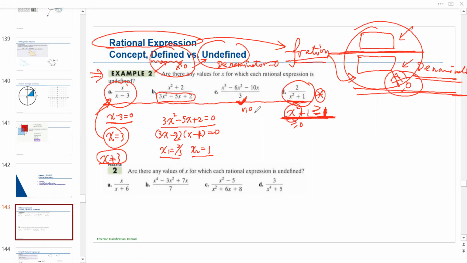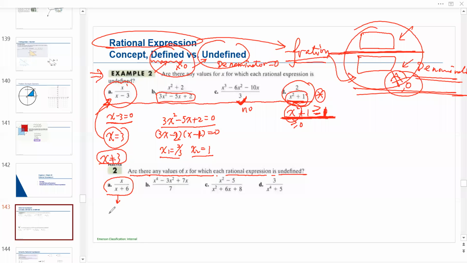So there's no answer for C and no answer for D. Whenever you put in any number, x squared plus 1 is greater than or equal to 1, right? So the denominator never gets 0. All right. So, quick question here. You can see the practice here. So see the A, this kind of rational expression. Find any values of x for which the rational expression is undefined.